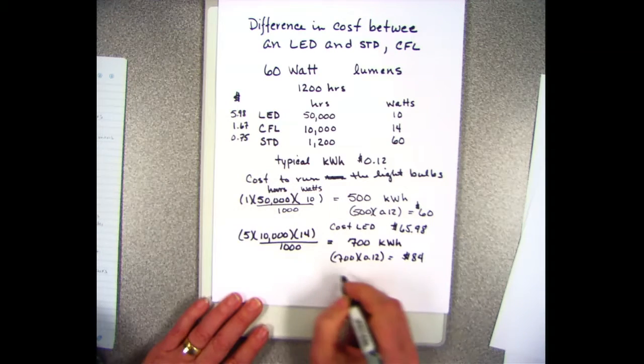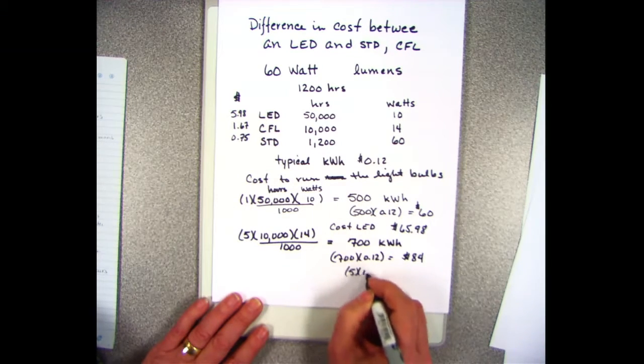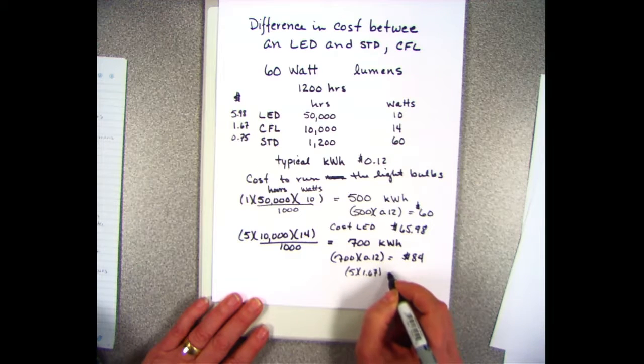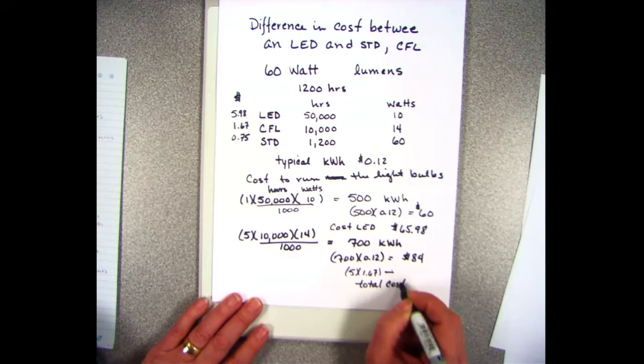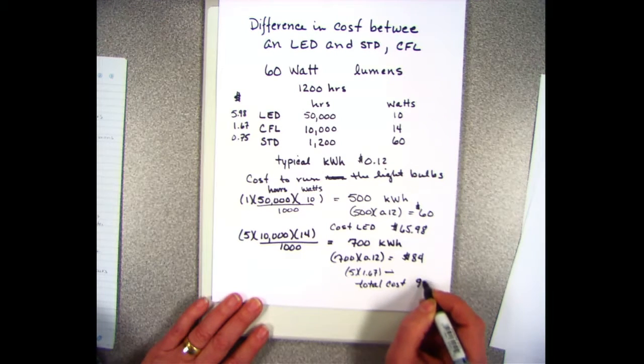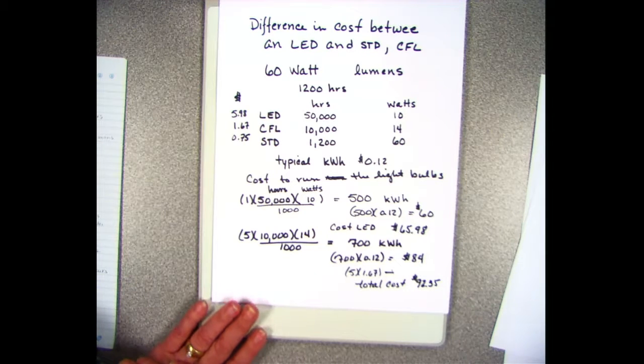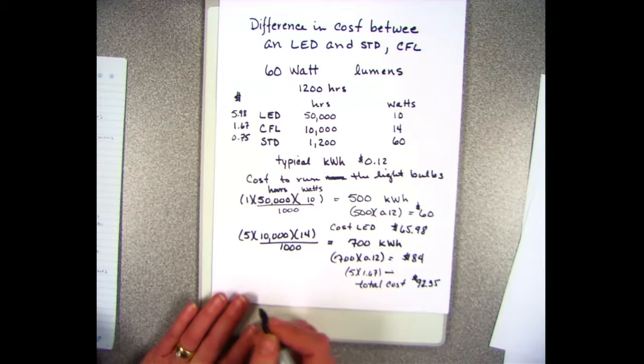I have to now do 5 times my $1.67 compact fluorescents. And so this gives me a total cost of $92.35. So my LED is going to cost me $65, or $66, my compact fluorescent is going to cost me $92.